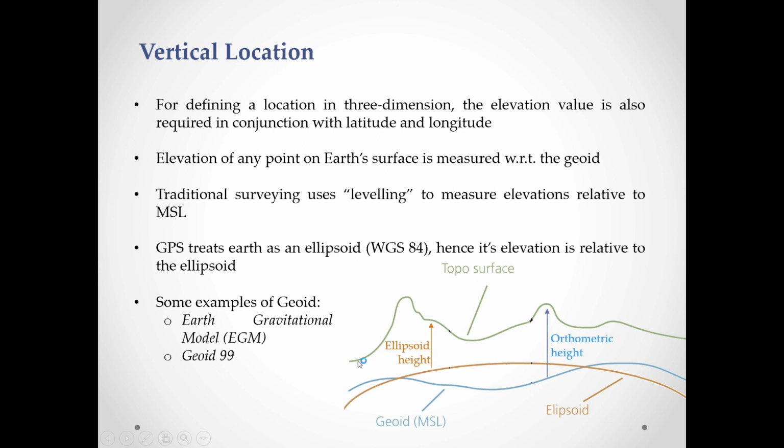So this is our Earth surface, our topographic surface, and this is the mean sea level or the geoid, which is describing our Earth. And to mathematically represent this geoid, this ellipsoid model is used, and this orange line is the ellipsoid. This is the end of lecture 2.